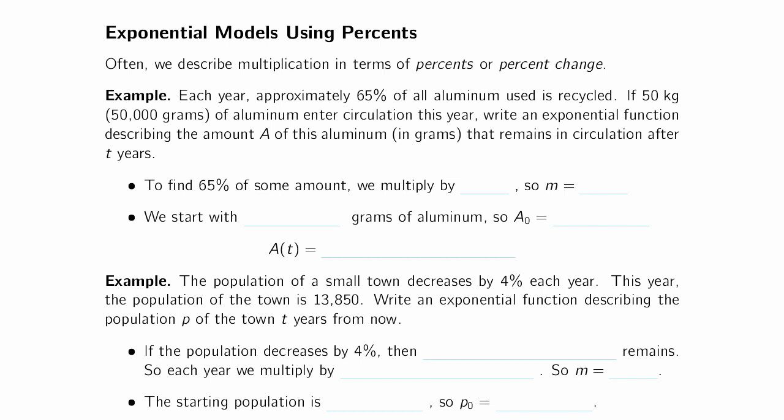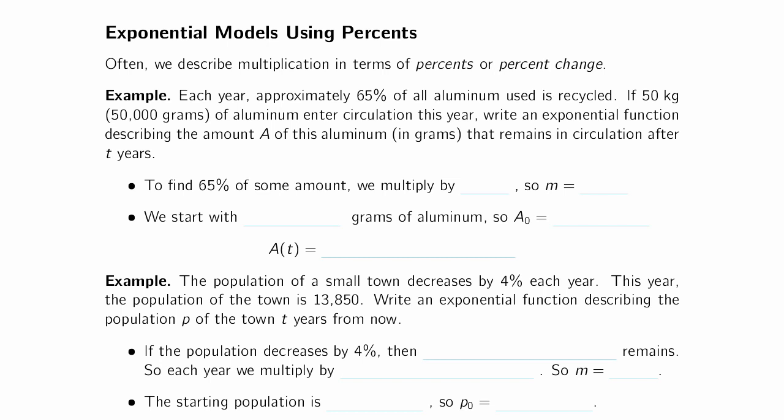Every year, about 65% of all aluminum used is recycled. So that means 65% of the aluminum gets recycled and continues to circulate. If 50 kilograms, or 50,000 grams, of aluminum enter circulation this year, write an exponential function describing the amount A of this aluminum in grams that remains in circulation after T years.